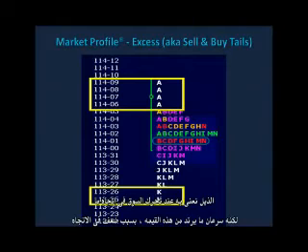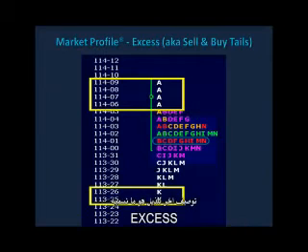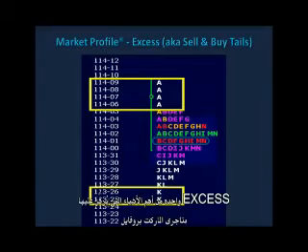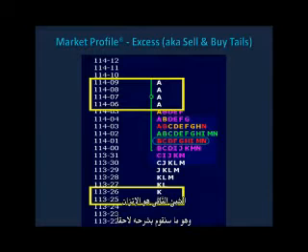Tails, as they are commonly referred to, basically occur when the market attempts to go in one direction but is quickly rejected due to a lack of conviction or interest in continuing that directional move. Another term frequently used to designate a tail is excess. Excess is one of the two most important factors focused on by traders who use the market profile. The other is balance, which I'll cover shortly.